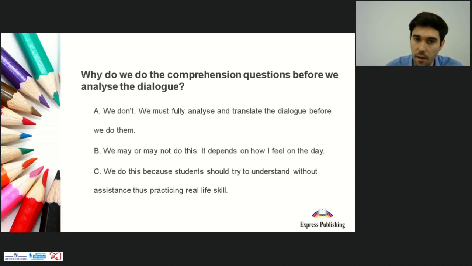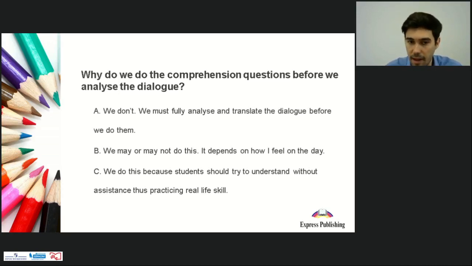The next question, why do we do the comprehension questions before we analyze the dialogue? So whenever we have a dialogue, after our dialogue we have some comprehension questions that can follow it. Why do we do this? Why do we not analyze the dialogue first? Why don't we look at the key vocabulary and break everything down, then do the comprehension questions? So let's have a look at some of the options.